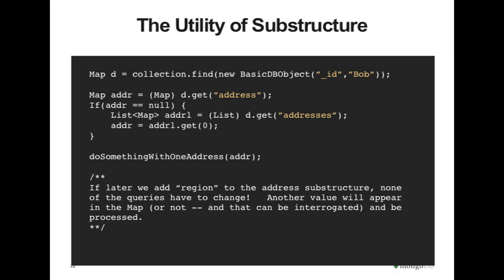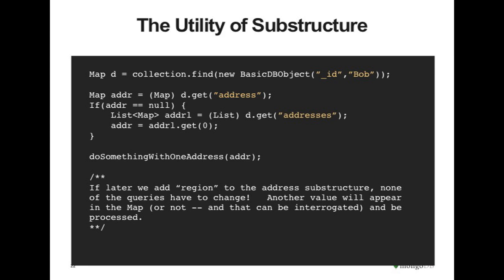Now, what's really, really powerful is later on, if I say I now want to add, for example, region to the address or any other thing, none of this code has to change. The only thing that has to change is the actual content in the field in the database, which is obvious. And then somewhere deep inside of do something with one address, it may begin to look at another field which may or may not be set, called region.